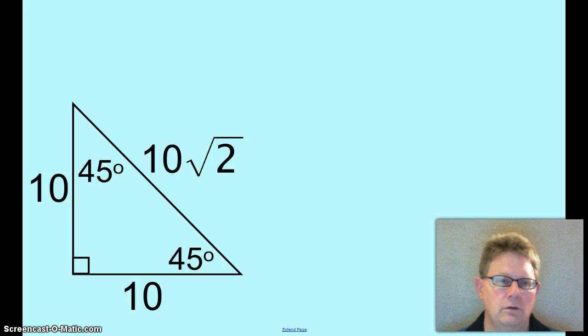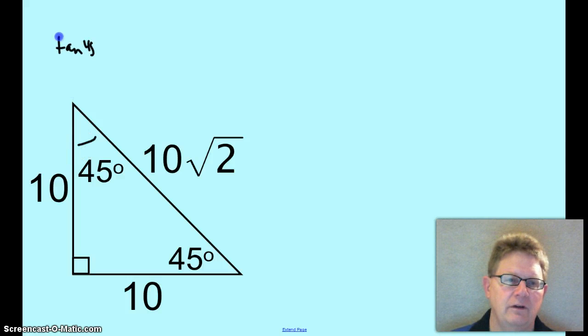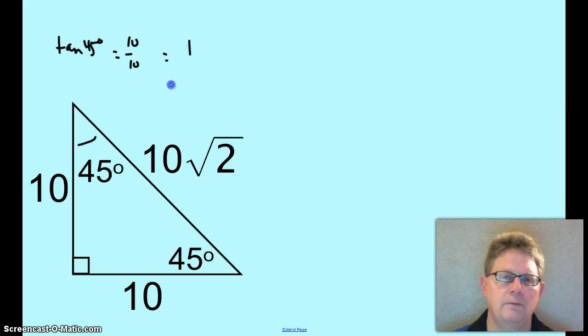Alright, so let's look at this 45-degree angle right here. Okay, what is the tangent of that 45-degree angle? Opposite over adjacent, 10 over 10. Wow. Tangent of a 45-degree angle? 1.